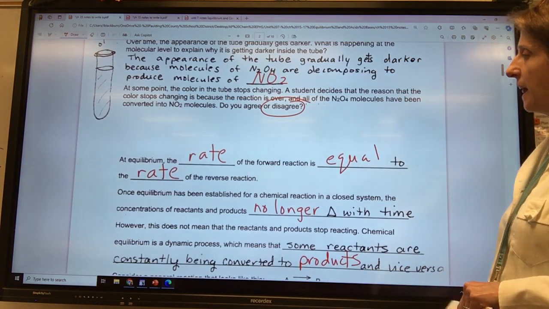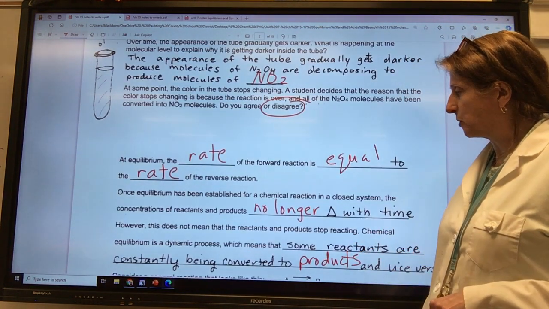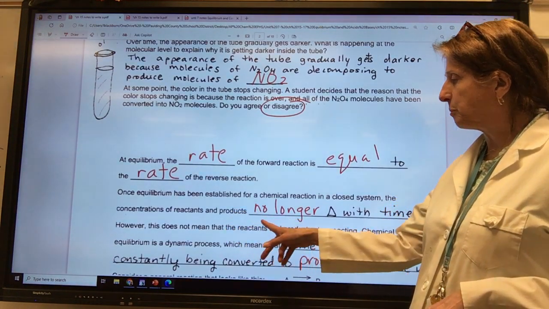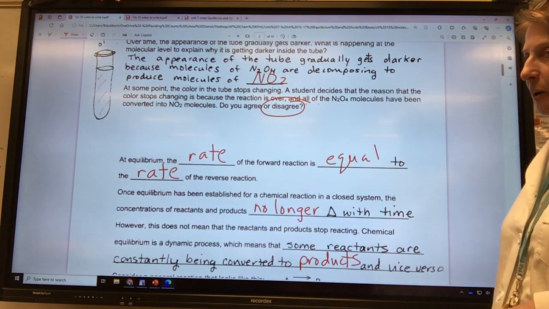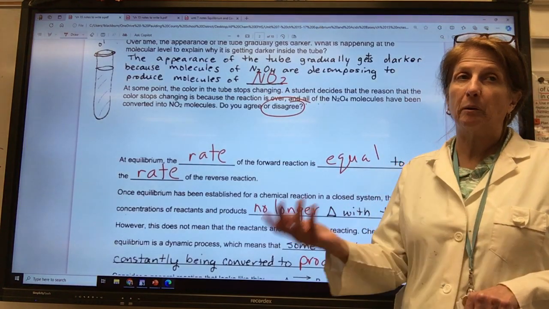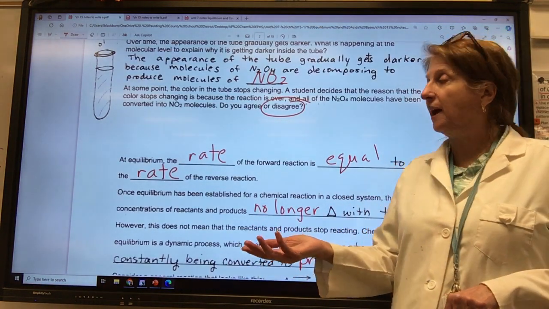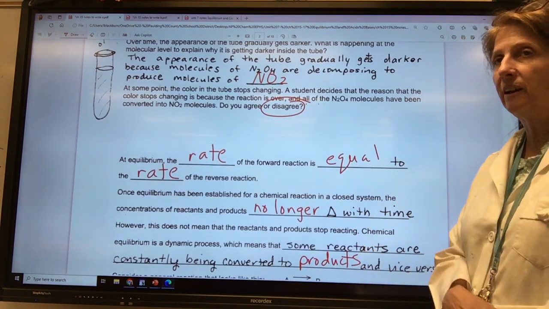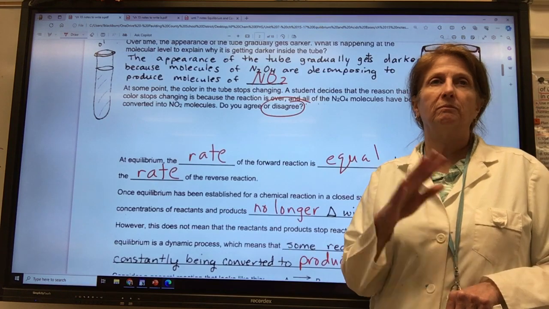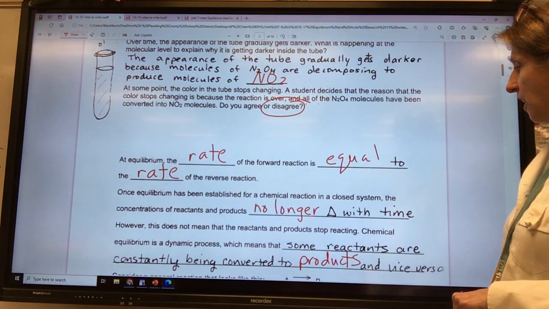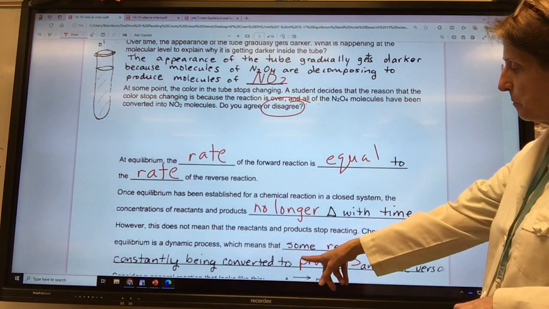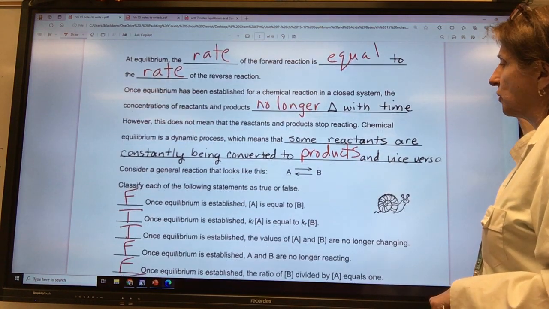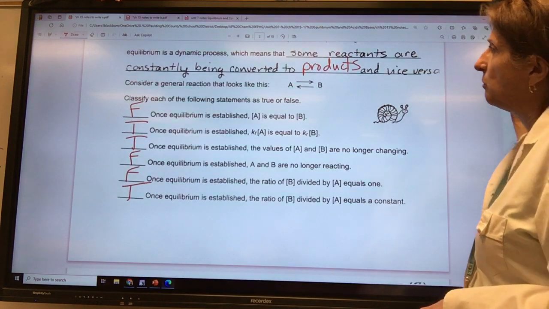And once equilibrium has been established for a chemical reaction in a closed system, the concentrations of the reactants and products no longer change with time. Now, some of the reactants are becoming products and some of the products are becoming reactants, but it's not changing anymore. See, you learned all that in honors, didn't you? Just easy review. Some of the reactants are constantly being converted to products and vice versa, but the concentrations are not changing anymore.